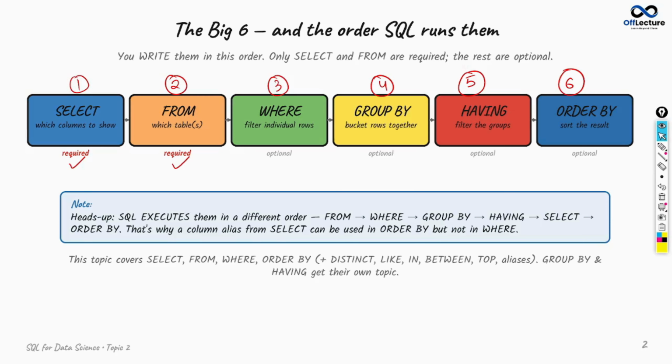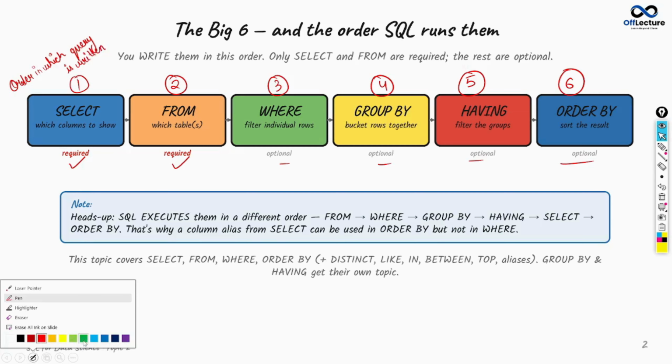But always remember that select and from are the required statements, and where, group by, having, and order by are optional statements. But here's the twist that confuses beginners. SQL does not run them in that order. It runs from first. Remember that this is the order in which a query is written.